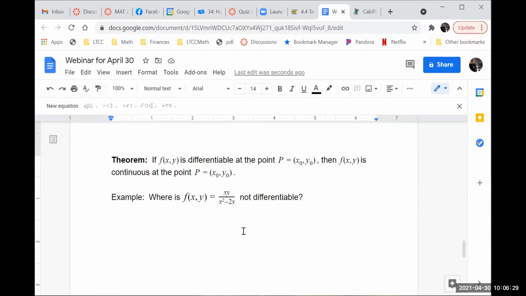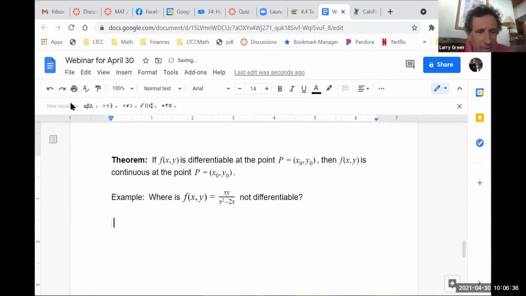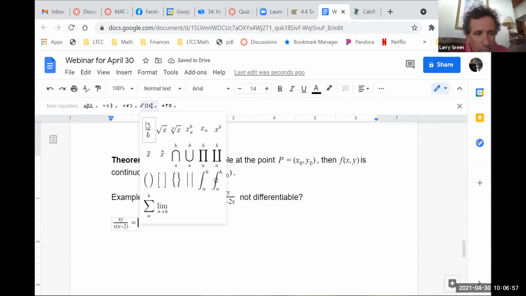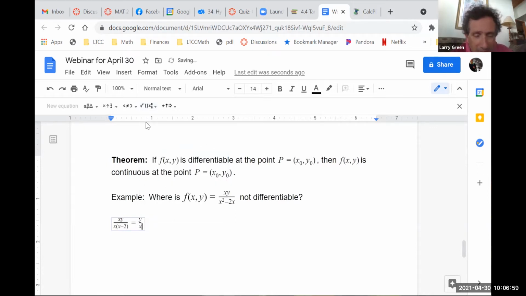You won't get a denominator. I don't know what you mean by that. Let's write this out. So we can rewrite this as xy over x times x minus 2, which happens to be equal to y over x minus 2.